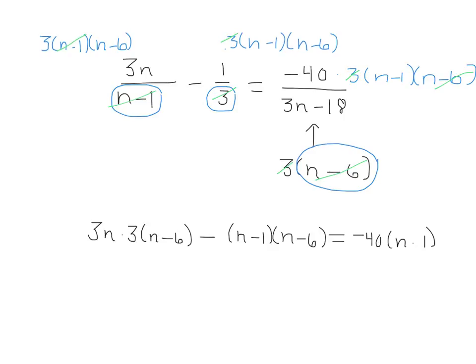So now we'll distribute. This, of course, is 9n. 9n times n is 9n squared. And 9n times negative 6 is negative 72n. Oh, sorry. 9n times 6 is negative 54n.